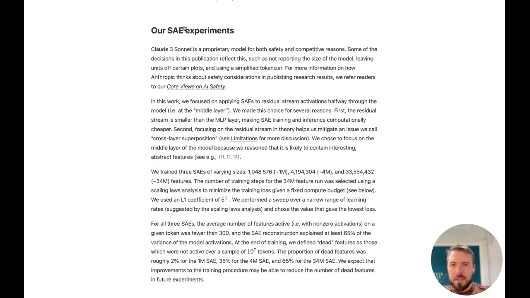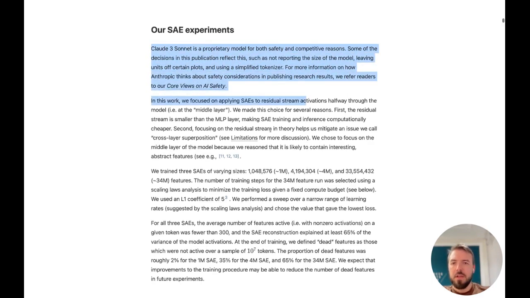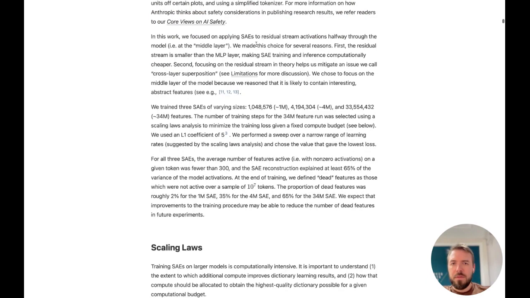So, experiments. Claude 3 Sonnet is a proprietary model for both safety and competitive reasons. Some of the decisions in this publication reflect this, such as not reporting the size of the model, leaving out units of certain plots, and using a simplified tokenizer. For more information on how Anthropic thinks about safety considerations, and so on. In this work, we focus on applying SAEs to residual stream activations halfway through the model, i.e. at the middle layer.